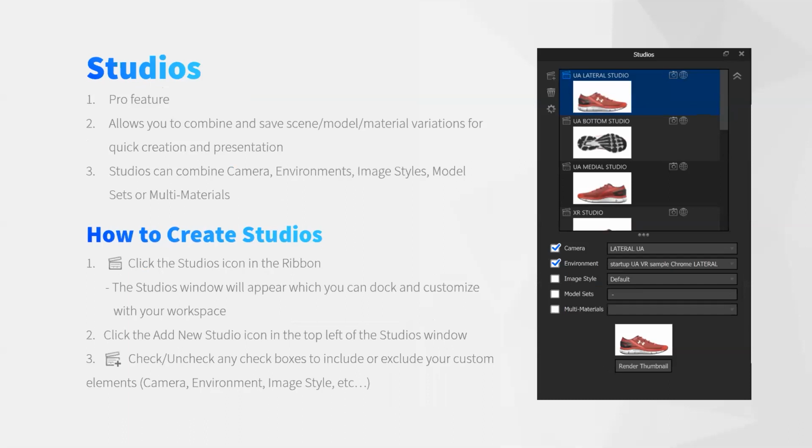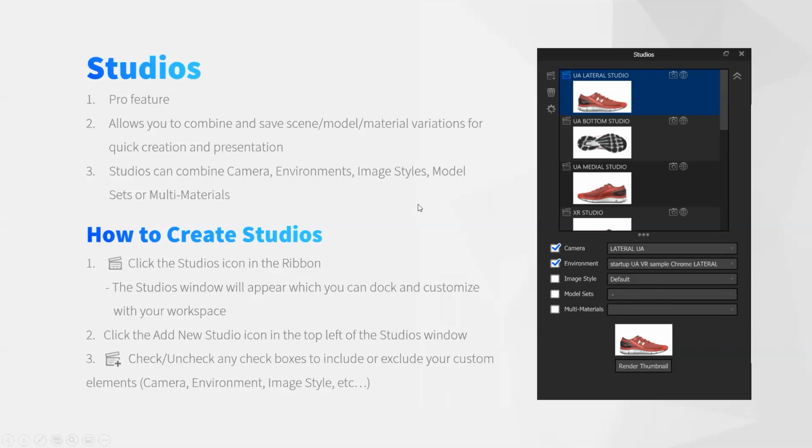Studios. This is, again, another pro feature. Studios allow you to combine and save scenes, models, and material variations for quick creation and presentation. So studios can combine cameras, environments, image styles, model sets, or multi-materials. As you can see down here, you can click on or off these settings and add or change any of the assets that you've created.